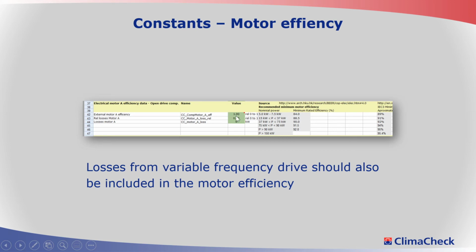Here we can also include the losses from the variable frequency drive. If there is a VFD in the system, then we will have 2-3% losses. In that case, you can set it up in the external motor efficiency. So instead of 1, you would put 0.98.